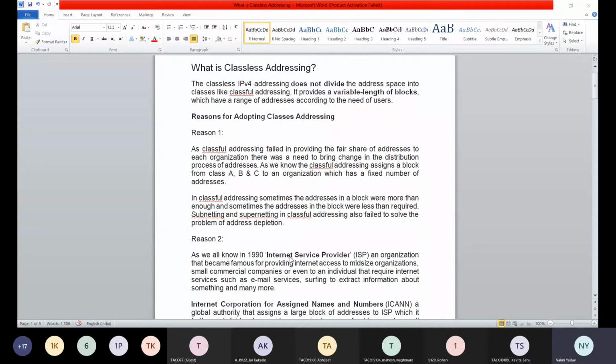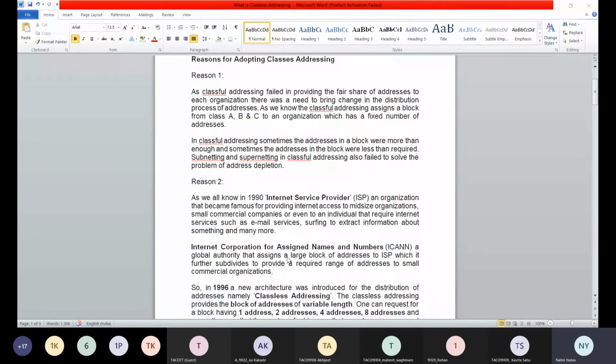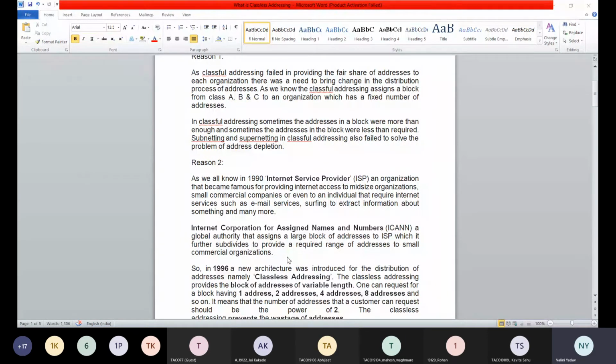Correct. And that's the reason we have the concept of subnetting and supernetting in classless addressing. Correct. Now, what was the other reason?